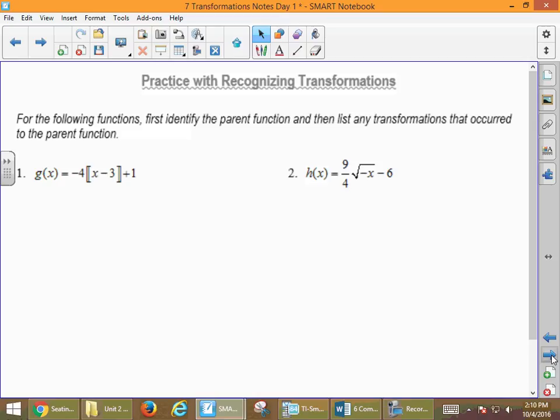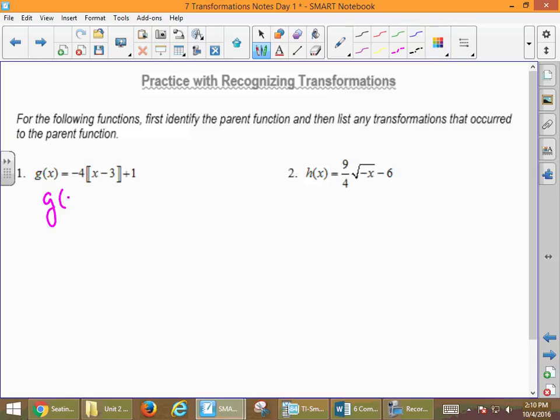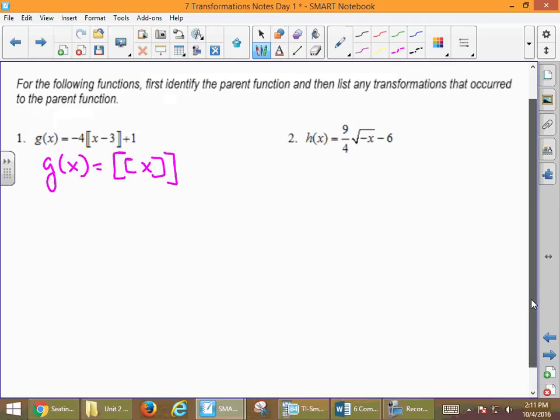So the first one here, hopefully we recognize, is that our parent function is g of x equals the greatest integer of x, with the 2 brackets. But then when we deal with what's happening to these functions, these transformations, how do these values change our graph? We don't change the general shape of it, but we do different things to it. And there's actually 4 things that are happening in this function.